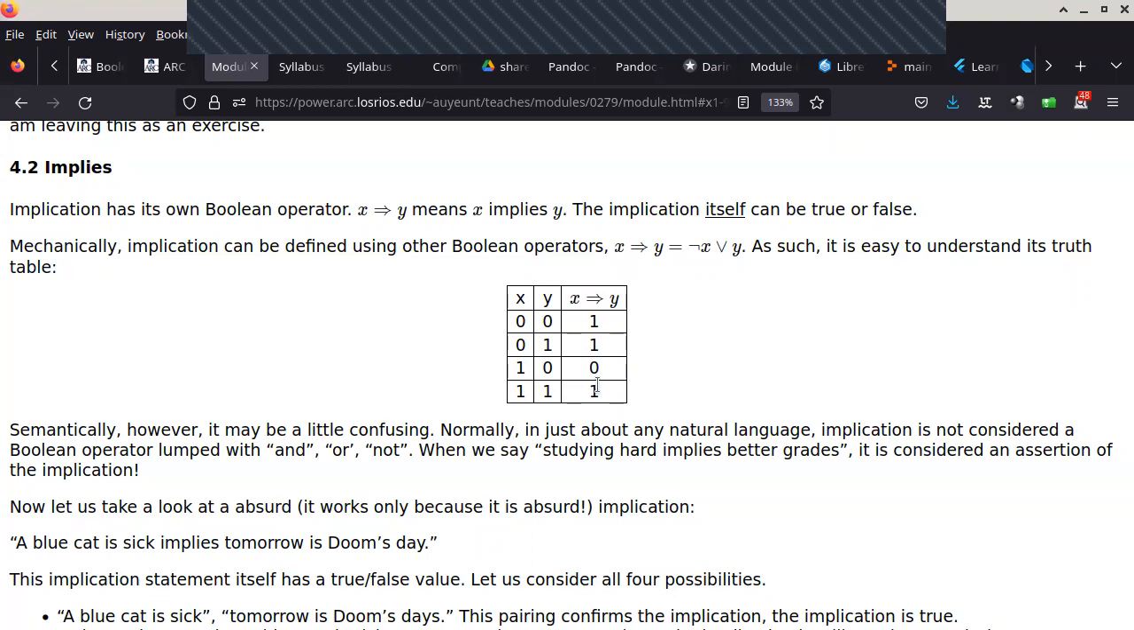In other words, the implication itself has a value of either true or false. So I'll pause a little bit here and let you guys spend some time to absorb the concept that the implication itself can be true or false. Do we have any questions about that? Are we all comfortable with the concept that the implication itself can be true or false? Yeah, go ahead.